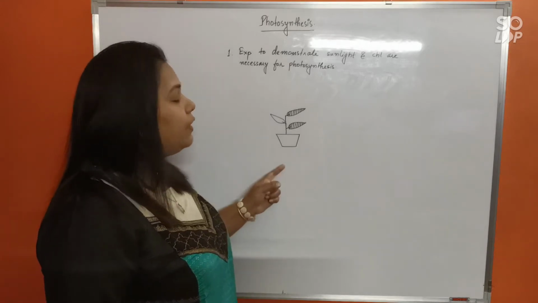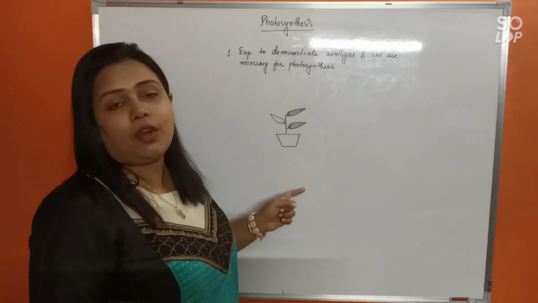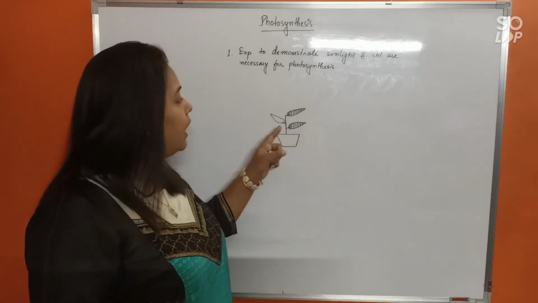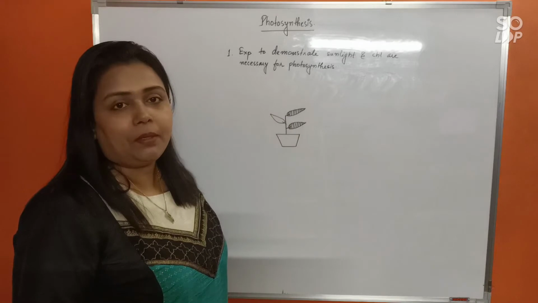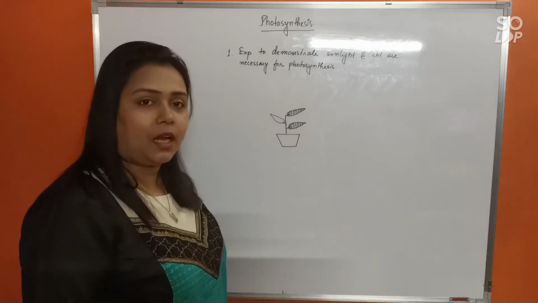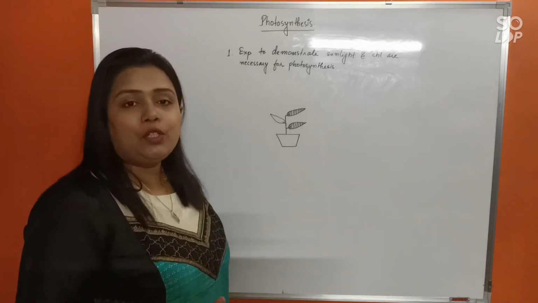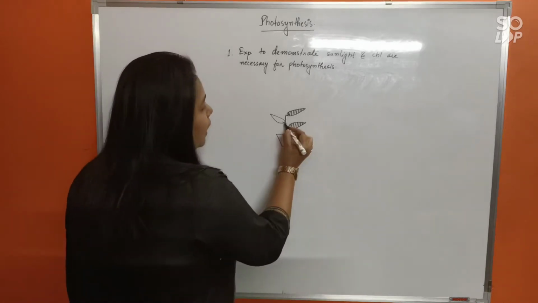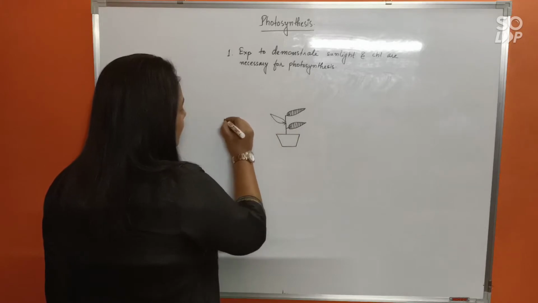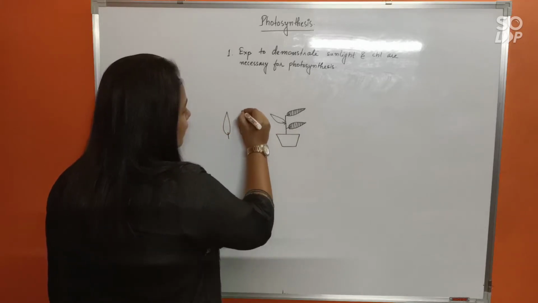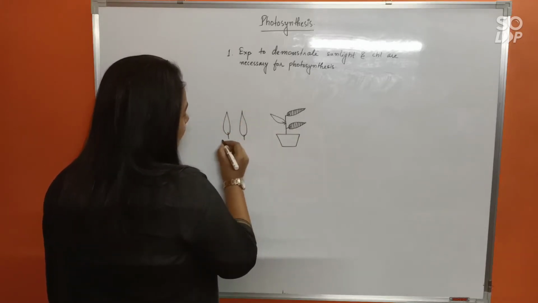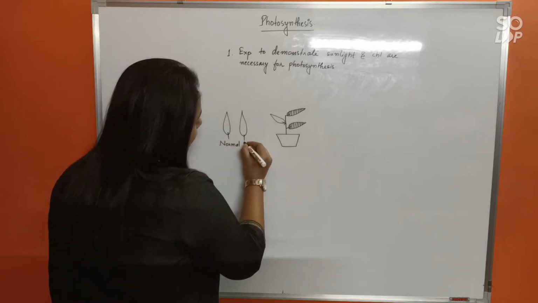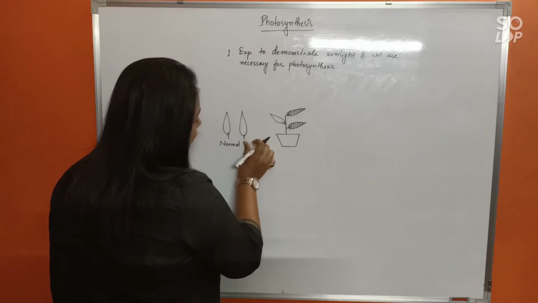Alright, so we will take this de-starched potted plant with variegated leaves and then, before we expose it to sunlight, we will wrap up a few leaves with black paper and then finally keep it in the sun. We will allow it to photosynthesize for a few hours, and after that we will take a normal leaf and a leaf which was wrapped up. Say this is the normal leaf and a leaf that was wrapped or covered.